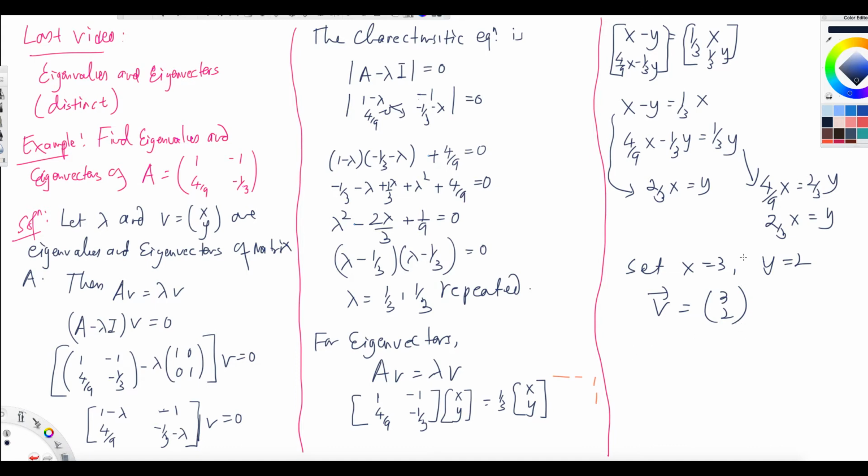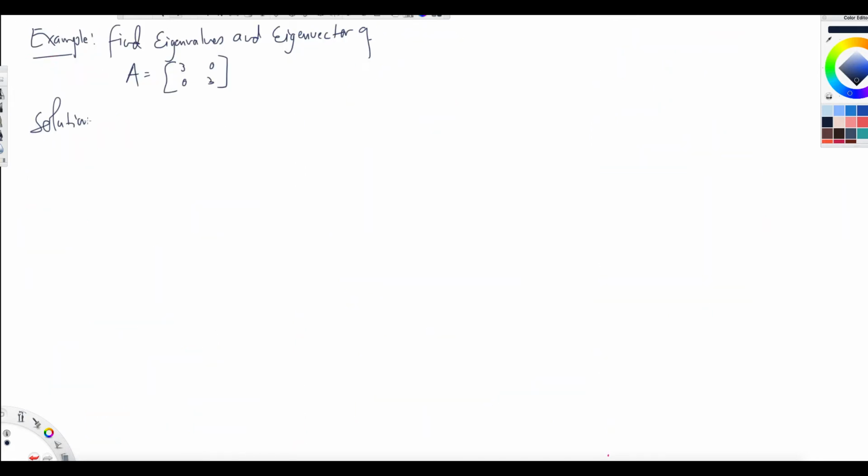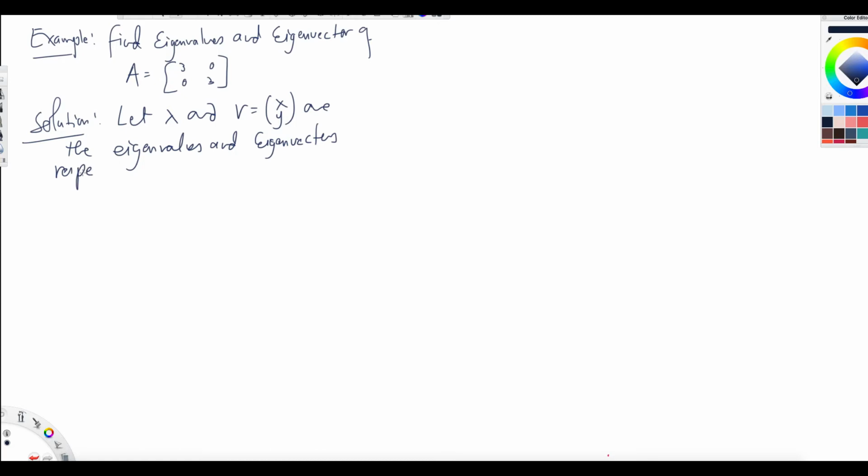Alright, so I am going to give you another example. Find the eigenvalues and eigenvectors of this matrix. Let lambda and v equals, let's say, x, y be the eigenvalue and eigenvector respectively. Lambda is the eigenvalue and v is the eigenvector.